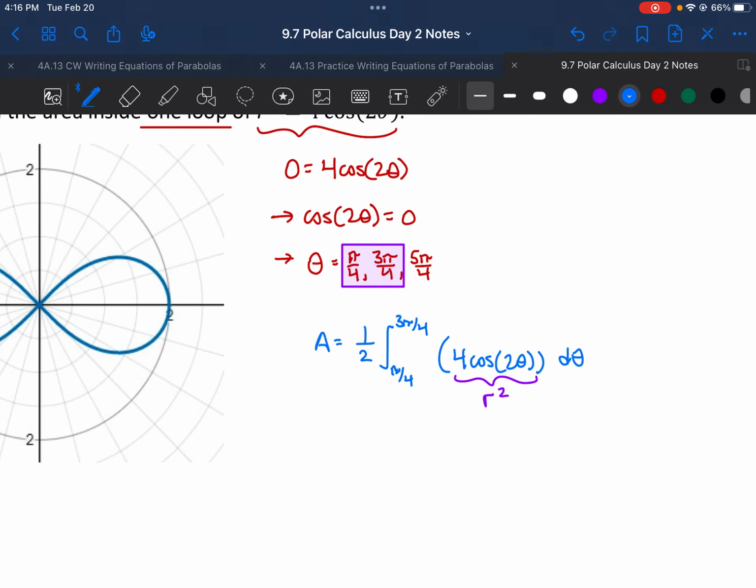Let's go ahead and make this calculator active just because the video has already gone on long enough here. When you plug this into the calculator, I believe you end up getting -2, but we're talking about area here. So the area is equal to 2.